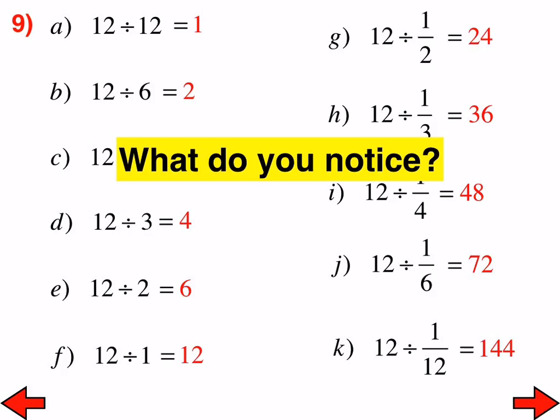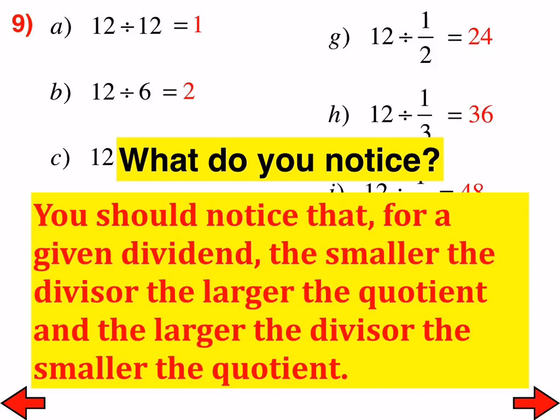Okay, good. And that's what I was hoping that everybody would notice. I'm not sure if that happened or not, but you should notice that for a given dividend, the smaller the divisor, the larger the quotient, and the larger the divisor, the smaller the quotient.